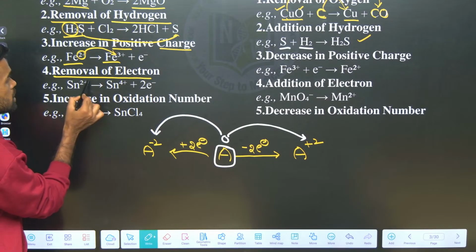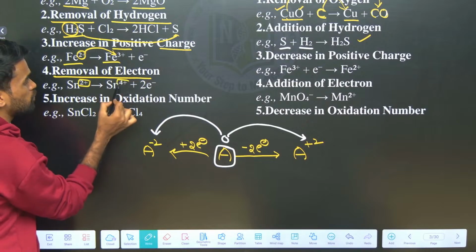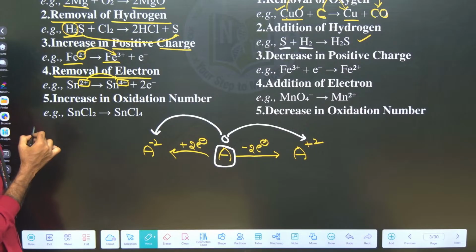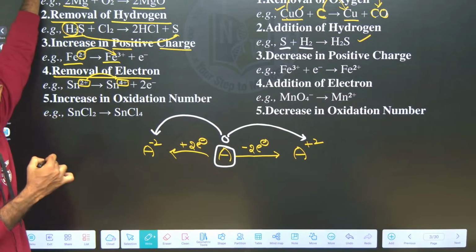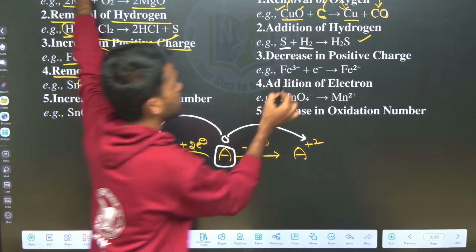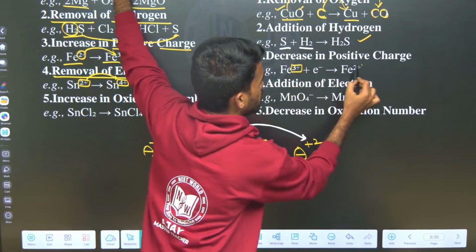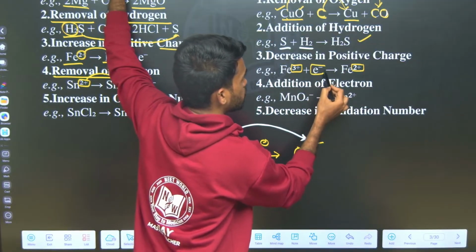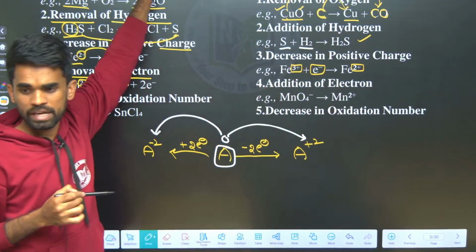Oxidation. See, charge +2 is converting into +4. If charge is increased, then we can say it is oxidation. If charge is decreased, reduction. See here, +3 is converting into +2. It means reduction. Reduction happens due to addition of electrons. Okay, is that clear?